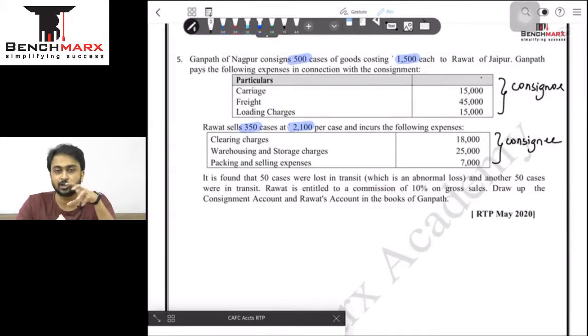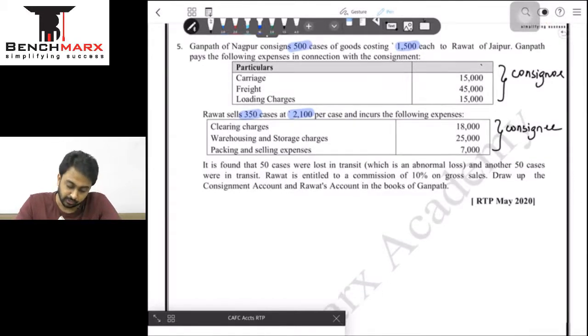The clearing charges are normally paid once the goods are collected at the consignee's place of godown. This is expenses paid to clear the goods from the station up to the consignee's godown, ठीक है. It was found that 50 cases were lost in transit. So this is a loss which has happened in transit, abnormal loss, ठीक है. They have mentioned that, and 50 cases were in transit. So these 50 cases the consignee must have not received because ये transit में ही है अब तक, ठीक है.